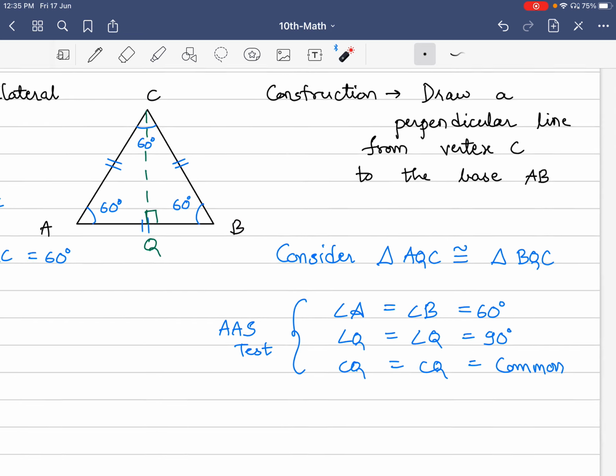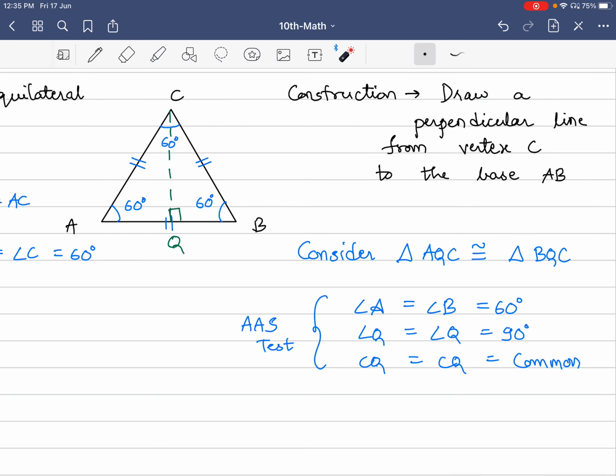Now, if the triangles are congruent to each other, we have another interesting observation to make. Let me take a different color. Let's draw a line here. So since these two triangles are now congruent to each other, we can say that angle... This conclusion is coming from this.